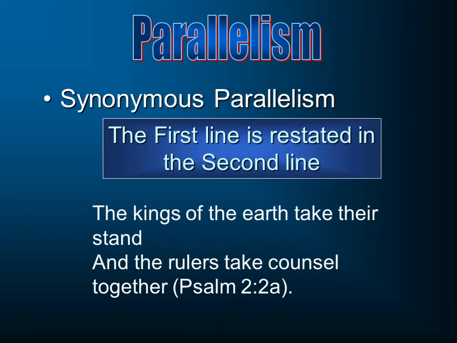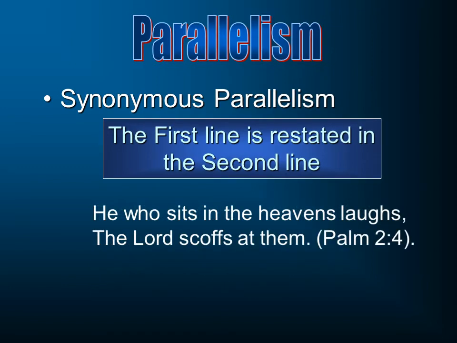Psalm chapter 2, verse 2, you can just go to the next verse. "The kings of the earth take their stand, and the rulers take counsel together." Notice kings of the earth and rulers, those are the same thing. Take their stand, take counsel together. One line helps to further elaborate on the other line. We get down to verse 4. "He who sits in the heavens laughs. The Lord scoffs at them." Notice that laughing and scoffing, that's just 2 ways of saying the same word. He who sits in the heavens, who is that? It is the Lord that we're speaking of.